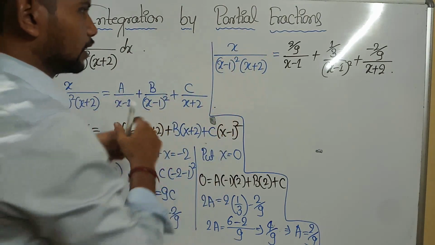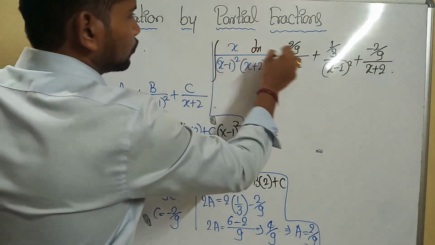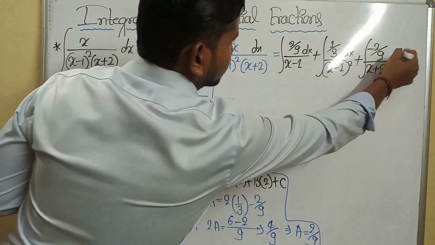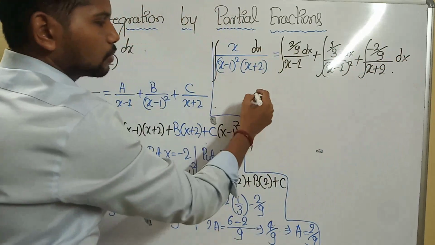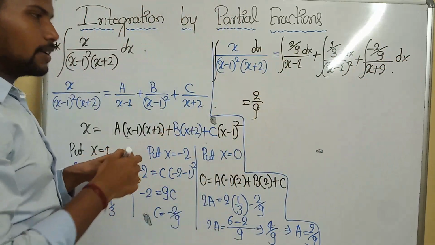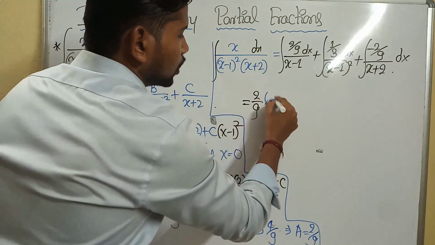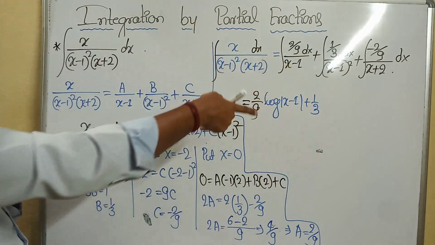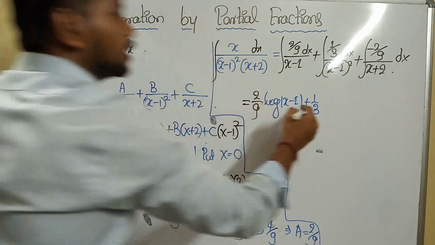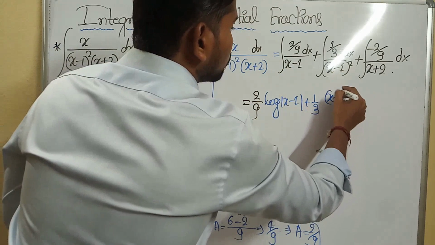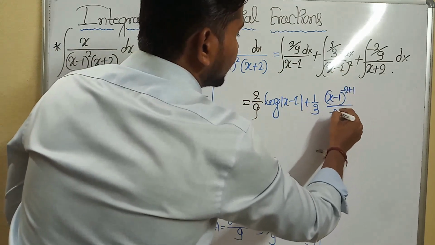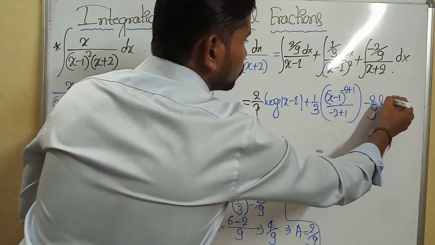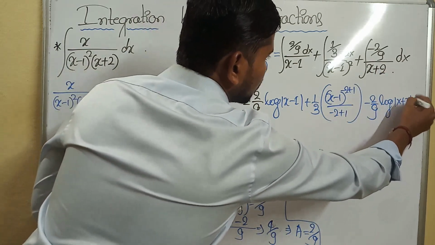Now I need to integrate. I'll write the integration here only. Integral of the function, integral of the function, integral of the function, like this. Got it? Now take the constant outside. 2 divided by 9. Derivative of the denominator is the numerator, so the integral of that function is log modulus of x minus 1, plus 1 by 3. Here (x minus 1) whole square is there. Take that term to the numerator. It will be (x minus 1) to the power minus 2 plus 1, divided by minus 2 plus 1. Here minus 2 by 9. Derivative of the denominator is the numerator, log modulus of x plus 2, plus c.